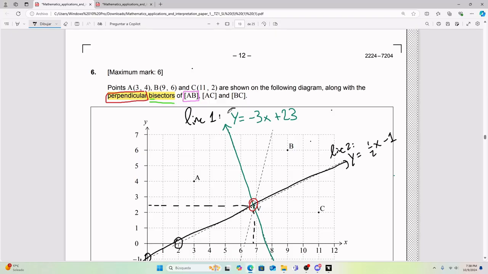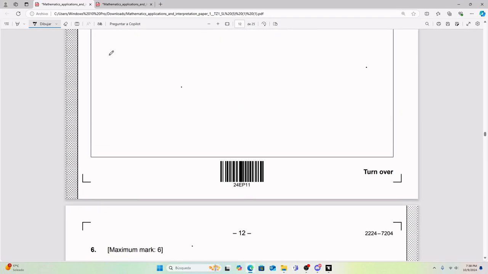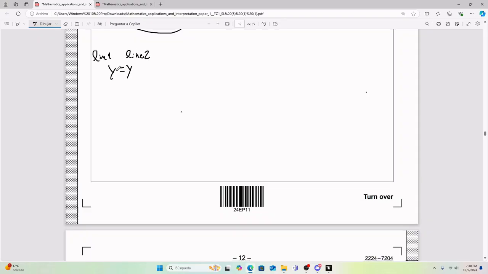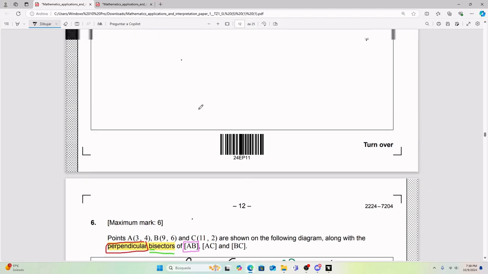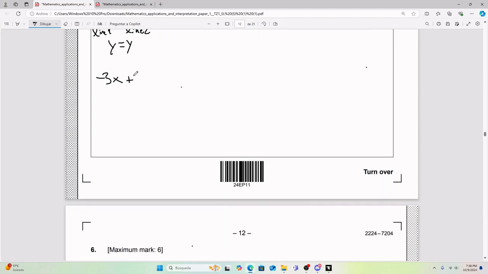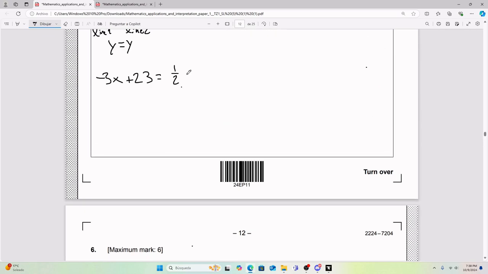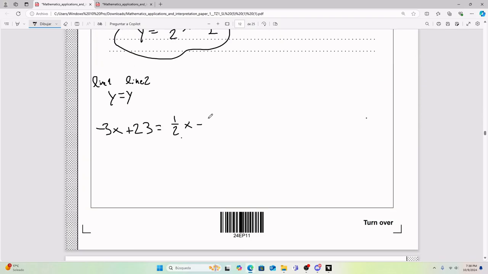Well, they both have a y on this end, ¿cierto? So think about it this way. You can have like a y equals y, and I know this is kind of weird, but you can have a y equals y, ¿cierto? And this y is going to be from line 1, and this other y is going to be from line 2. And so the y from line 1 is this whole thing, negative 3x plus 23. And the y of line 2 is this whole thing, which is 1/2 x minus 1.